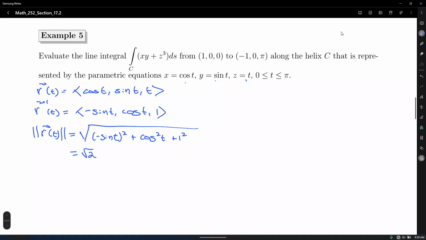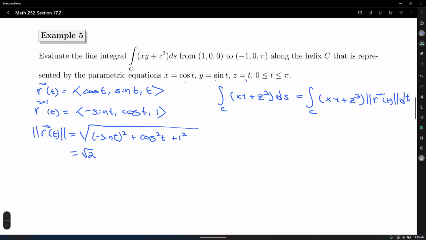So the integral along c of xy plus z cubed ds. Rather than integrating with respect to s, we will integrate with respect to t. However, we need a compensation factor. That's the element of arc length, that is the magnitude of r prime of t dt. Let's write down the integral.